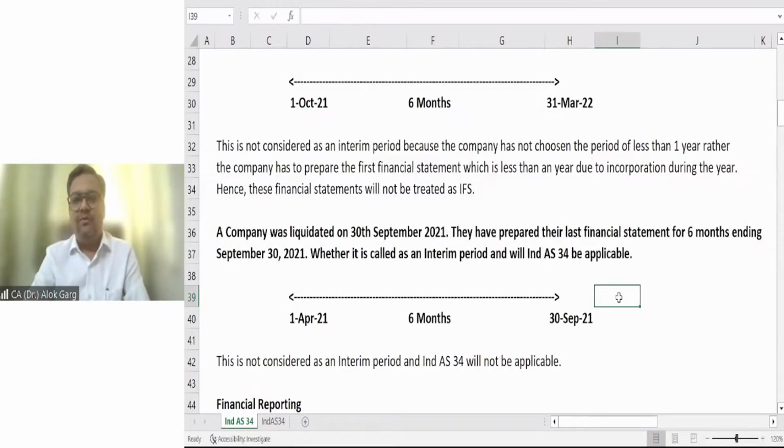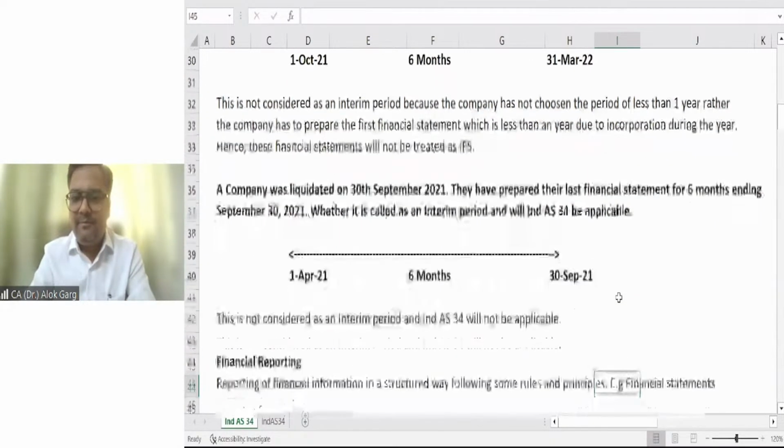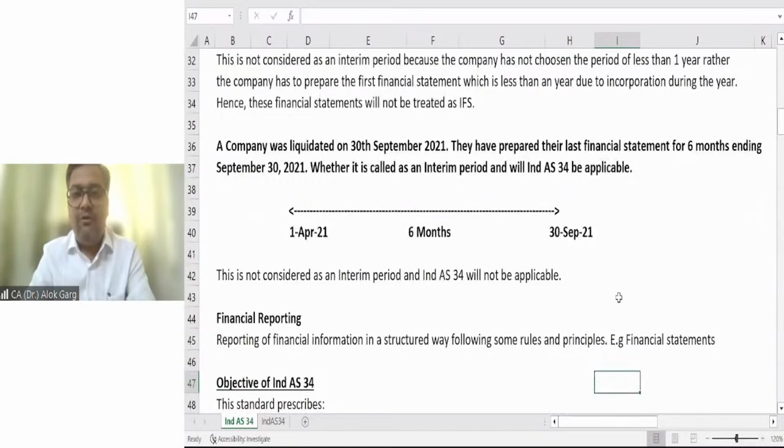Answer is again no. This is not considered an interim period and Ind AS 34 will not be applicable. Why? Because the company has not chosen a period of less than 1 year. Rather, the company has to prepare the last financial statement, which is for 6 months, right? The company has not decided or chosen; it is mandatory, okay? And hence it is not considered an interim period financial statement. Are you getting me, friends? I hope you have understood with all the examples.